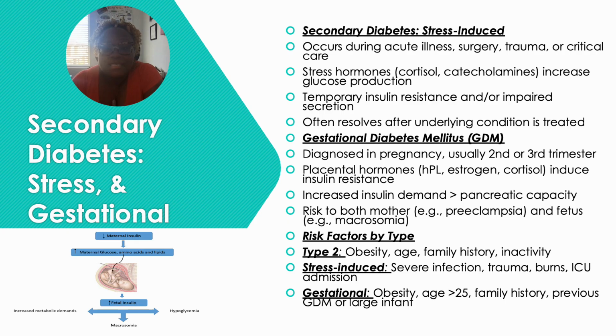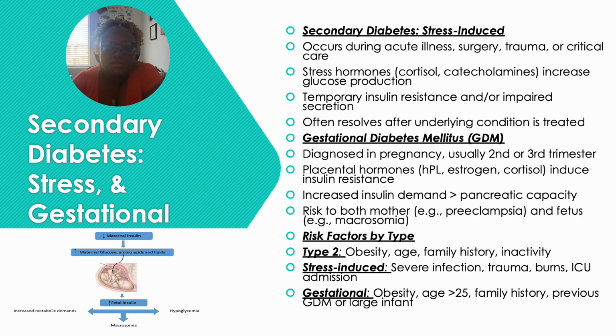Temporary insulin resistance and/or impaired secretion often happens when patients are in the ICU or IMC or in the hospital for long periods of time. This often resolves after the underlying condition is treated. So that's a good educational piece that we can educate our patients on when they don't necessarily take insulin at home or outside of the hospital. We can explain to them why they're getting insulin while they're inpatient.